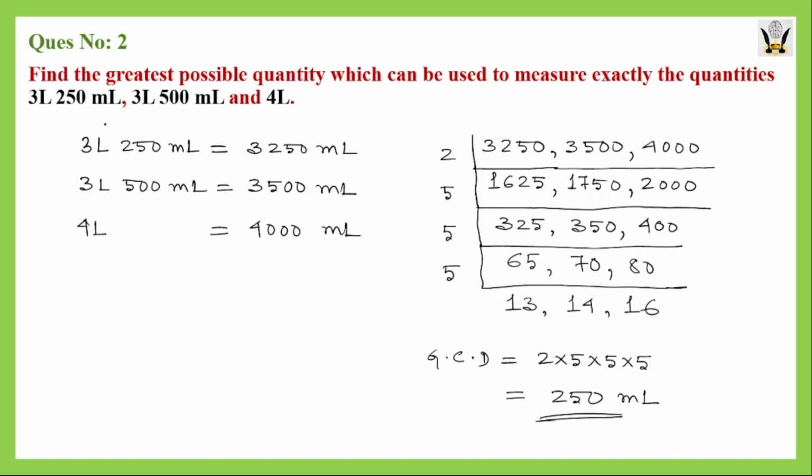Basically you can think that these quantities are oil or water, whatever, stored in some containers, and there is a small container which can store 250 milliliters of that liquid. So this is the highest common value by which we can measure all these liquids of different quantities completely.